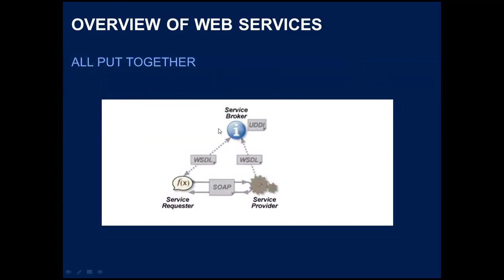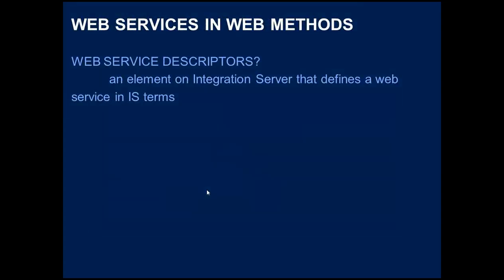If you see the terms, it will be like this. There will be a requester and a provider. Say this is a banker and this is your Paytm. Paytm will ask the banker to provide the web services. He may provide it through UDDI or give it to him directly. The transmission of the data will happen through SOAP, the Simple Object Access Protocol. In webMethods, everything will be in the form of descriptors. We'll call it a web service descriptor, for the consumer as well as the provider.